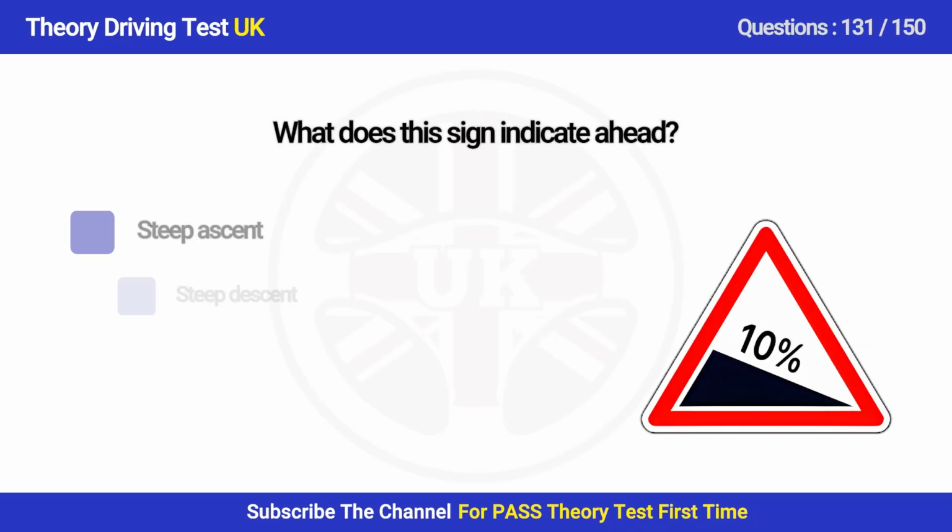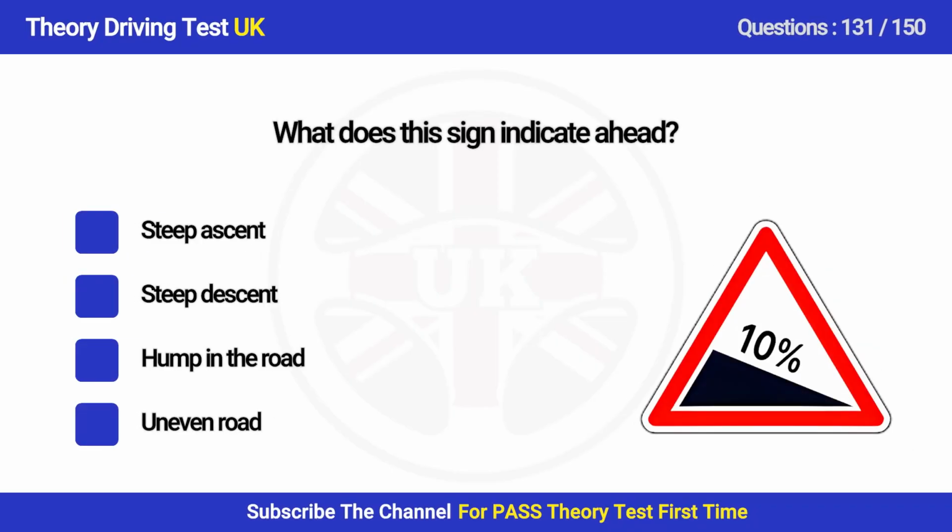Question 131. What does this sign indicate ahead? A. Steep ascent. B. Steep descent. C. Hump in the road. D. Uneven road.